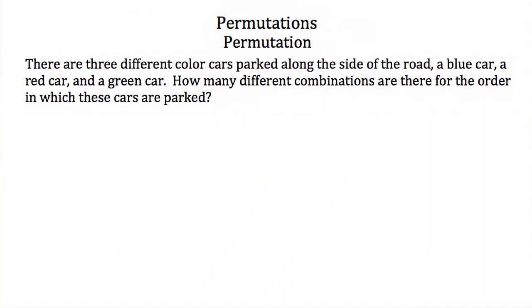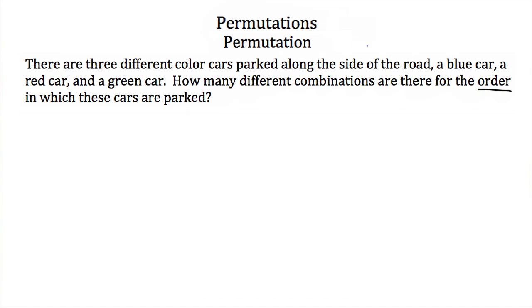So now let's talk about permutations. Permutations are when you look at all these different combinations of events, but the order in which these events occur is important. So here's a simple example of a permutation. There are 3 different color cars parked alongside of the road: a blue car, a red car, and a green car. How many different combinations are there for the order in which these cars are parked?